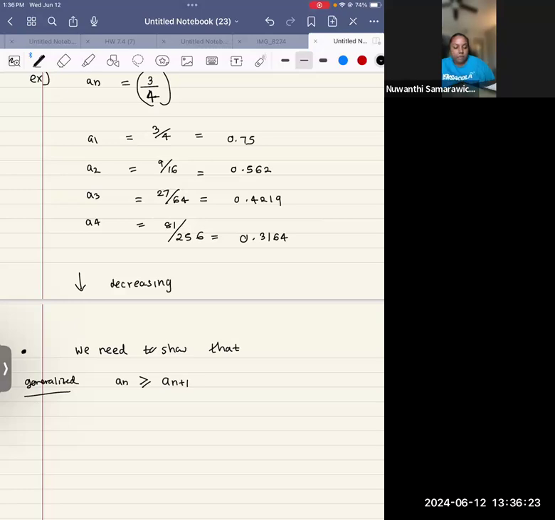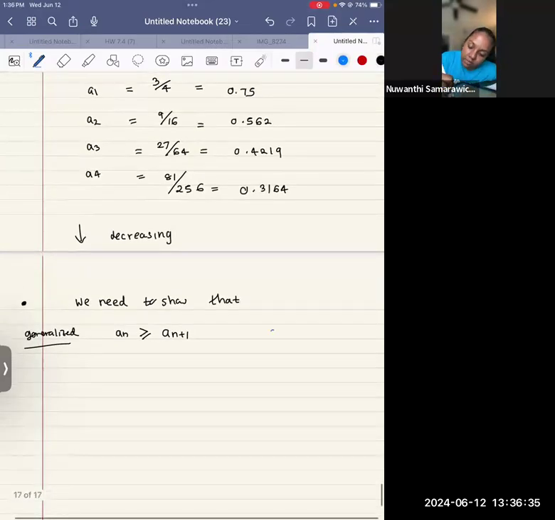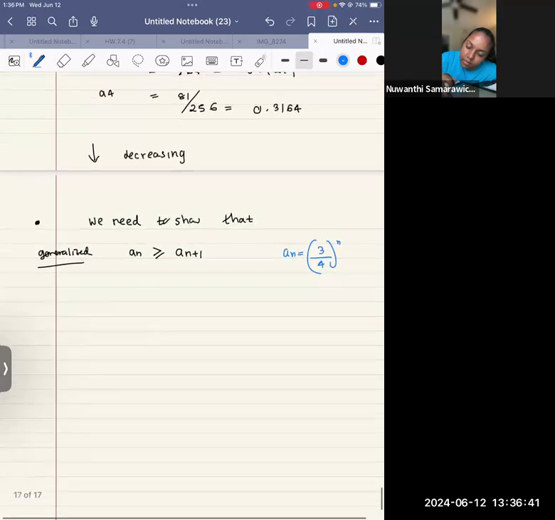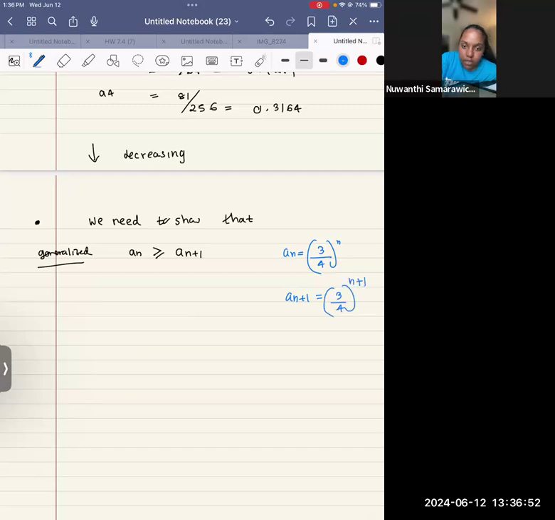Okay, so here we have a sub n equal to 3 over 4 to the power n. Then what is a sub n plus 1? Instead of n, we replace with n plus 1. So 3 over 4 to the power n plus 1. Okay. So we need to show that this statement is true. So 3 over 4 to the power n greater than or equal to 3 over 4 to the power n plus 1.